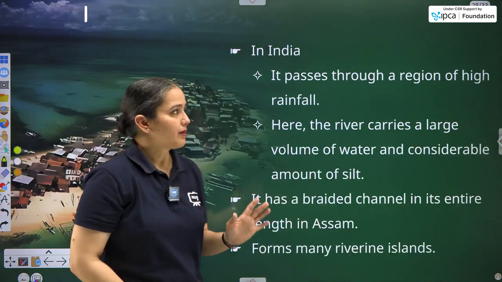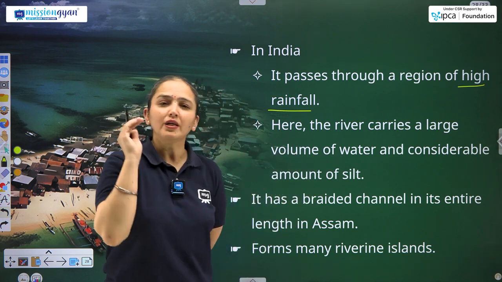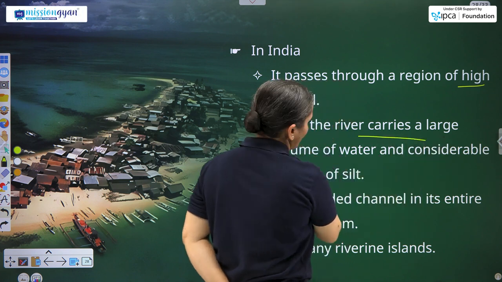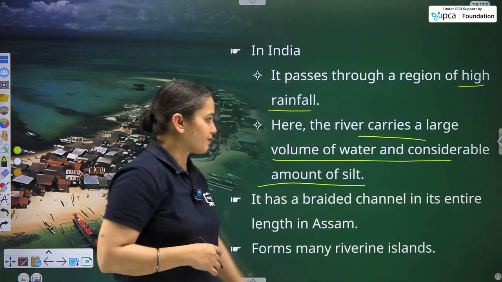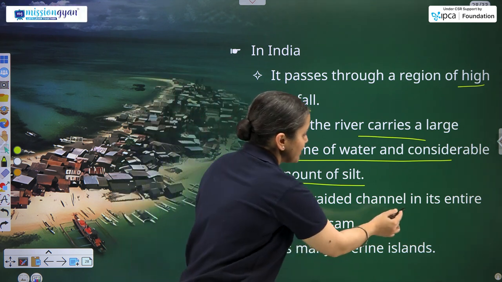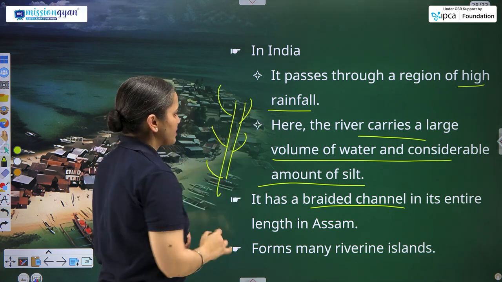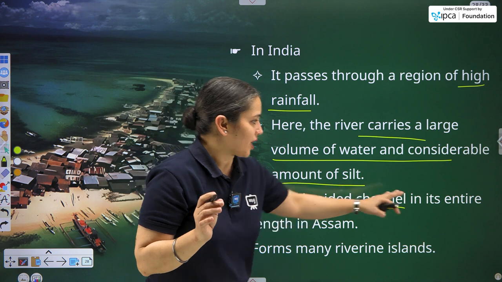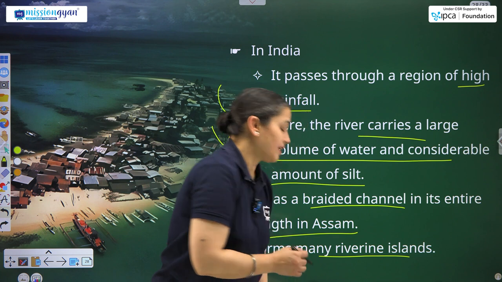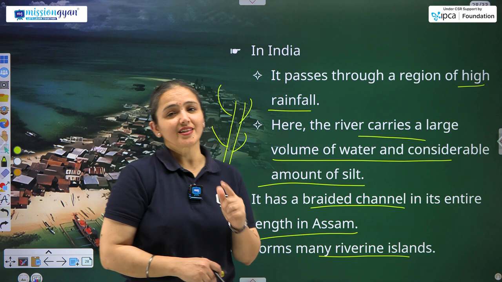Then in India, it passes through a region of high rainfall. We are talking about Assam particularly, and then coming downwards. Here the river carries a large volume of water and a considerable amount of silt that makes the very fertile plains of Brahmaputra. It has a braided channel. You know, braided means coming from both the sides, and in between is the flow of the main river. That is a braided channel in its entire length in Assam, and it forms many riverine islands, and one of the largest riverine islands is found in the Brahmaputra river, known as Majuli. We have already discussed it in the prior chapter.